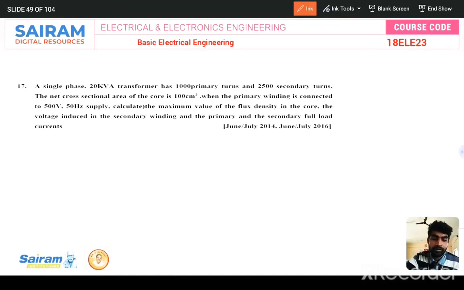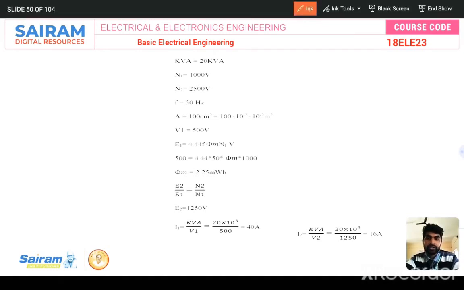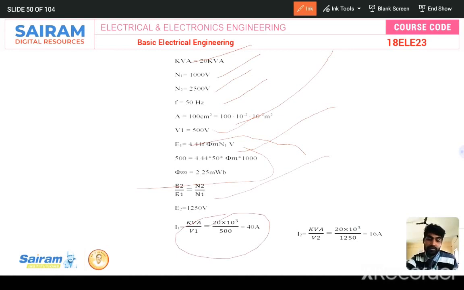Already we solved this problem in the previous video. Only the data they changed. Just solve like this. Everything they have given. kVA is given 20 kVA, N1, N2, frequency is given, area is 100 cm square and V1 is given. Just calculate flux. Okay, and after that you calculate by using E2 by E1 is equal to N2 by N1 turns ratio. Then you can calculate I1 is equal to kVA by V1, I2 is equal to kVA by V2 formula. So directly we got 40 amps and then 60 amps.